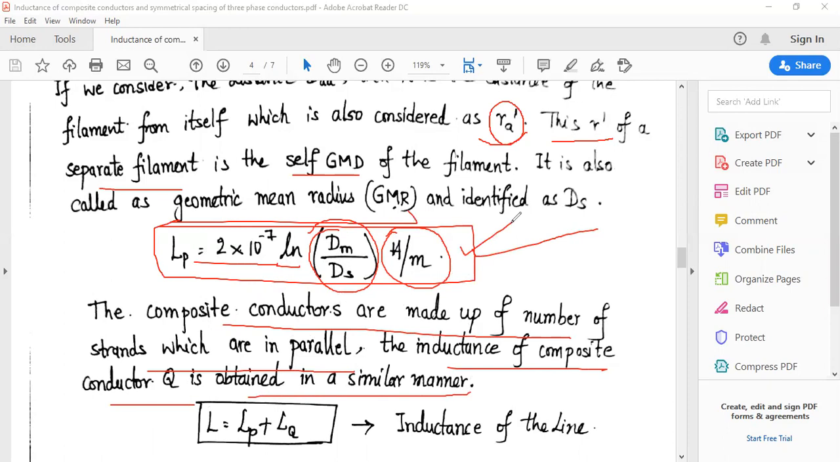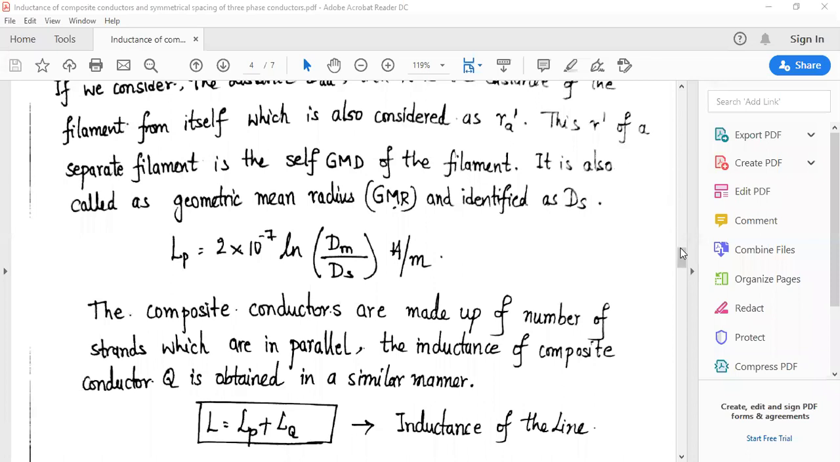So the same expression that is present there for conductor P is also valid for conductor Q. So LP equals LQ, which is 2 into 10 power minus 7 ln of dm by ds. So I want to calculate the inductance of the line. The inductance of the line, I can overall calculate as L equals LP plus LQ.